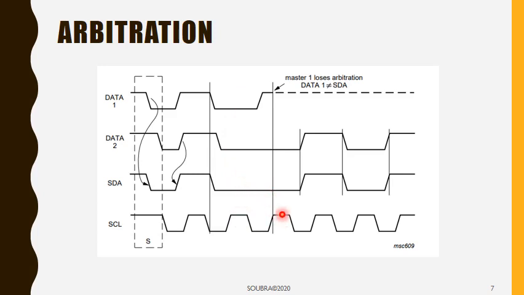What would happen here now? This one is attempting to send a 1, this one is attempting to send a 0, so 1 and 0, the result will be 0. So this one will see that although it's trying to send a 1, it's seeing a 0 on the bus. This means that it lost the arbitration and needs to stop. And this one will continue. Fair enough? Alright.